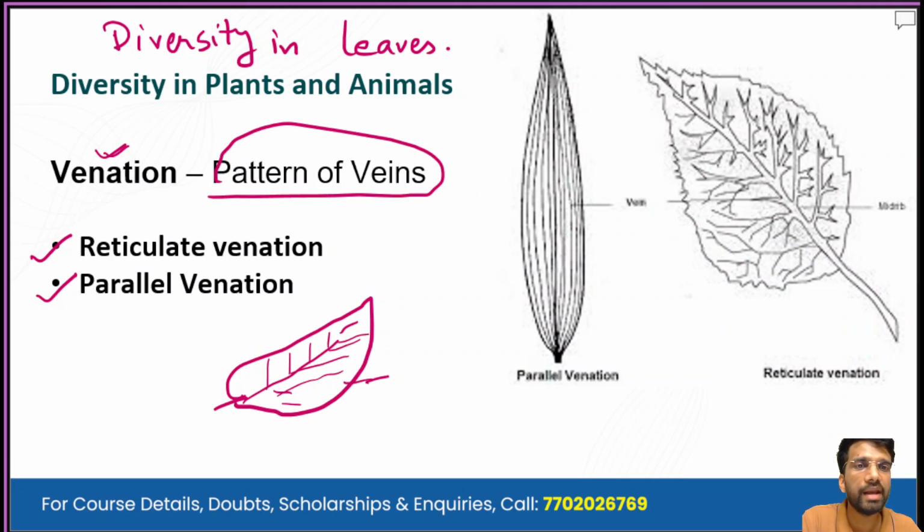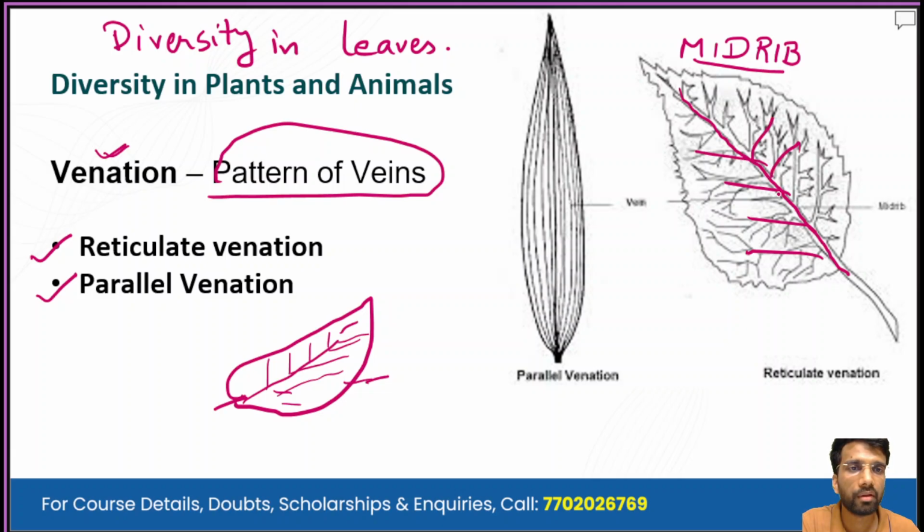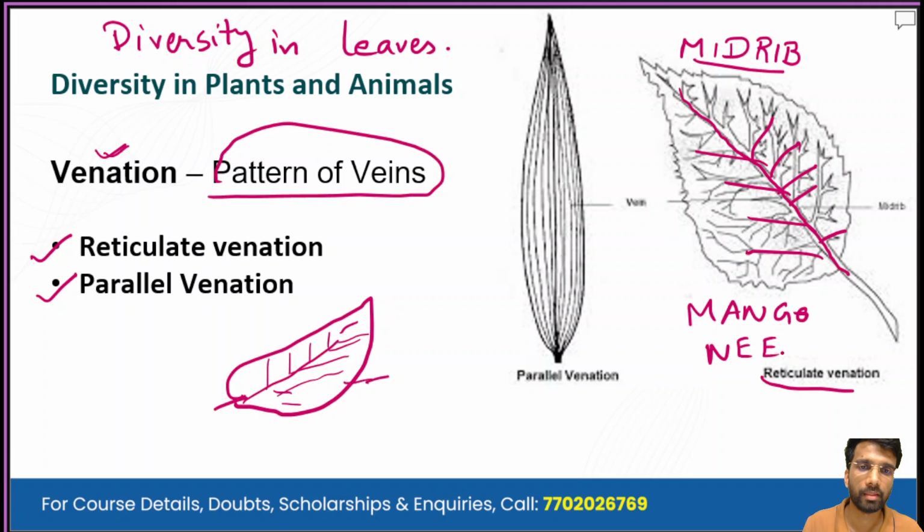In reticulate venation, there is a net-like pattern of veins on both sides of a thick middle vein. So this is the thick middle vein, also known as midrib, and from this appears a net-like pattern of veins on both sides of the leaf. Reticulate venation is found in mango and neem.